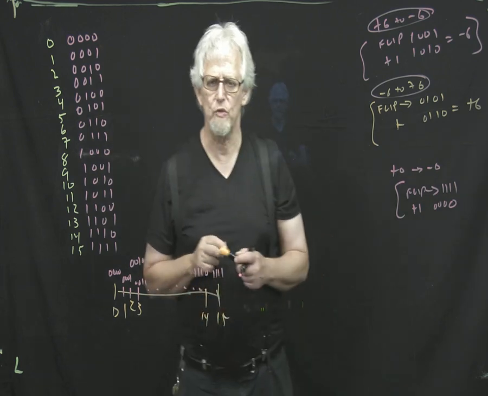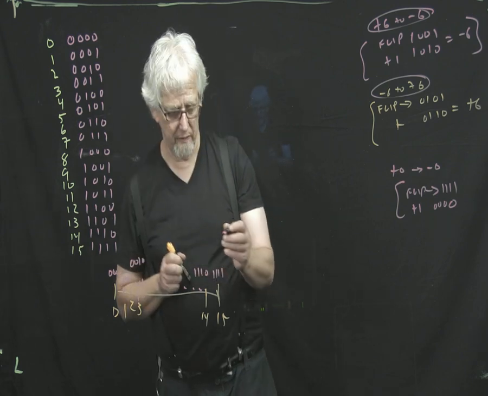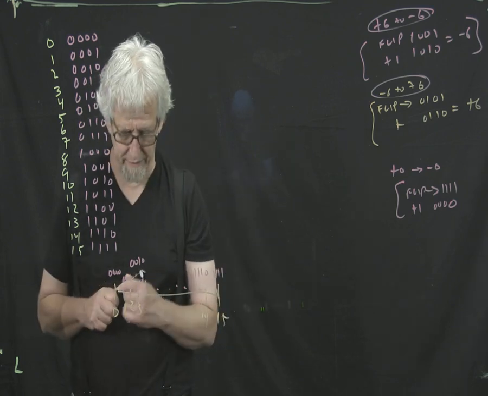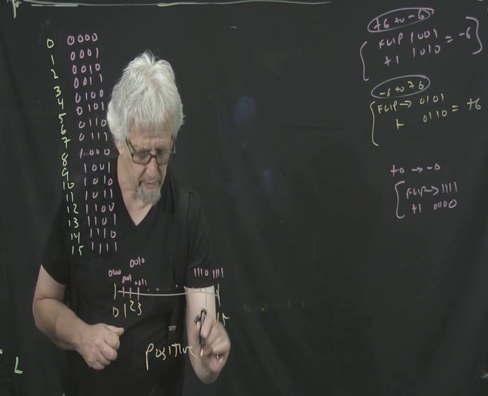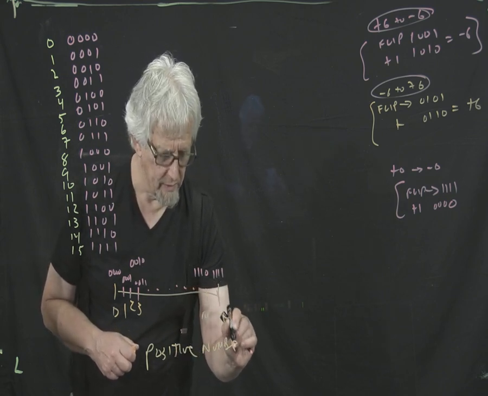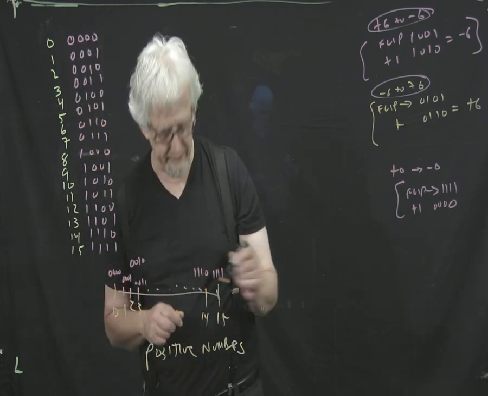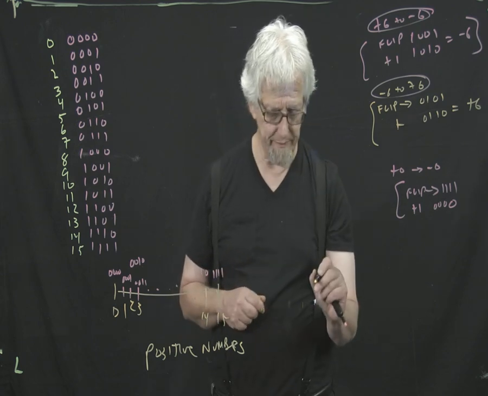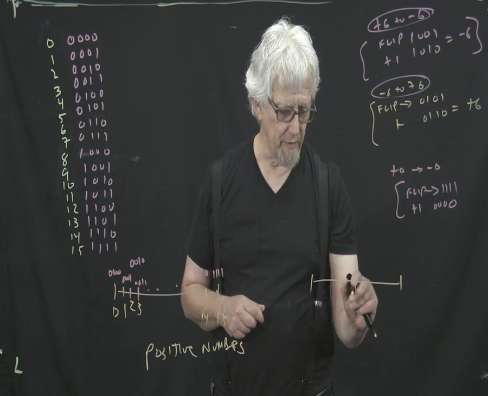What about the negative numbers? What does the negative number line look like? Okay. Well, let's try it. This is the positive number line. Positive numbers. Let's try a negative numbers number line. Well, the easiest part is 0.